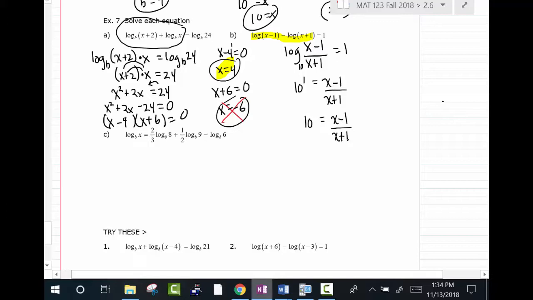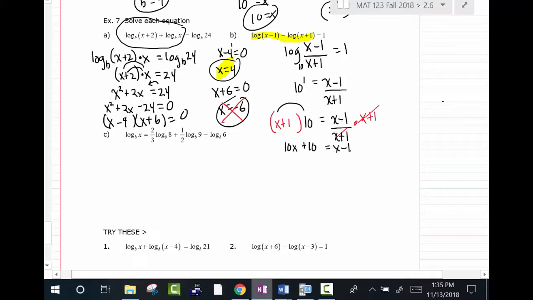Now what you want to do with this one is, way back at the beginning of the semester, we spent a lot of time solving equations with fractions. If the equation has a fraction, get rid of the fraction. So I'd like to get rid of x plus 1, so I just multiply both sides by x plus 1. Once you manage to do that, then you're home free. So if you go to the left side, that would be 10x plus 10, and that would be equal to x minus 1.